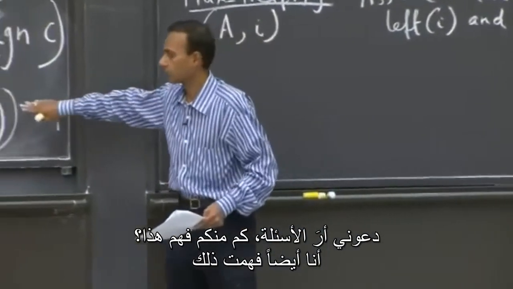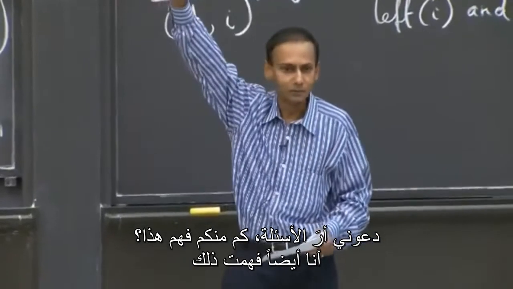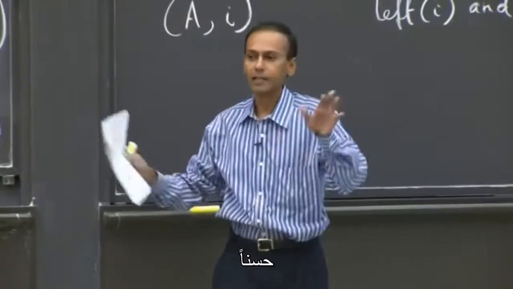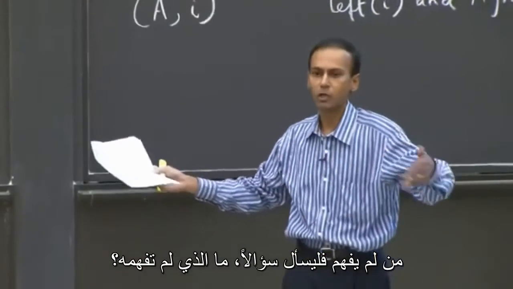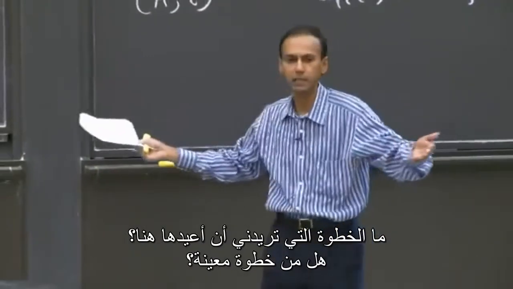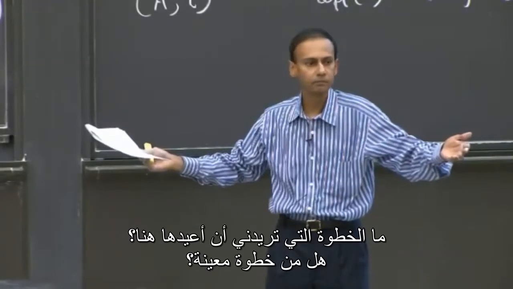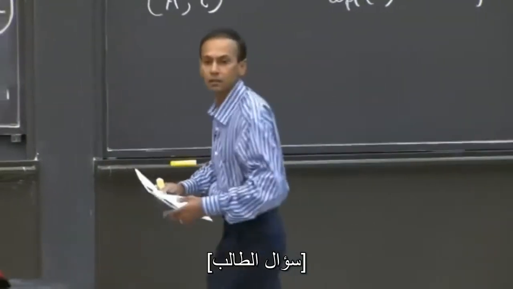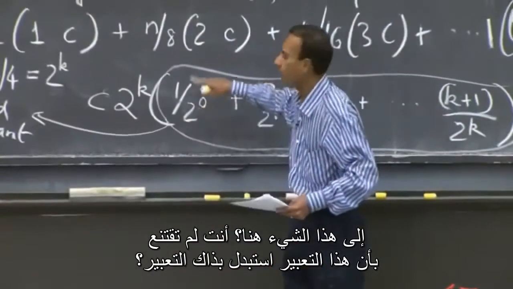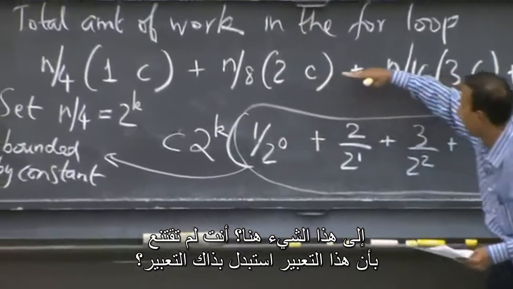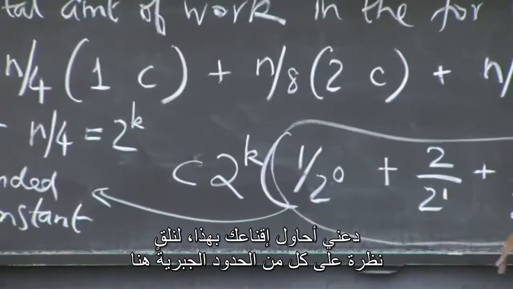Let me see if there are questions. How many people got this? I did too. Someone who didn't get it, ask a question. What didn't you get? What step would you like me to repeat here? The step from n over 4 to this thing here? So you're not convinced that this expression got translated to this expression. Let me try to convince you of that.